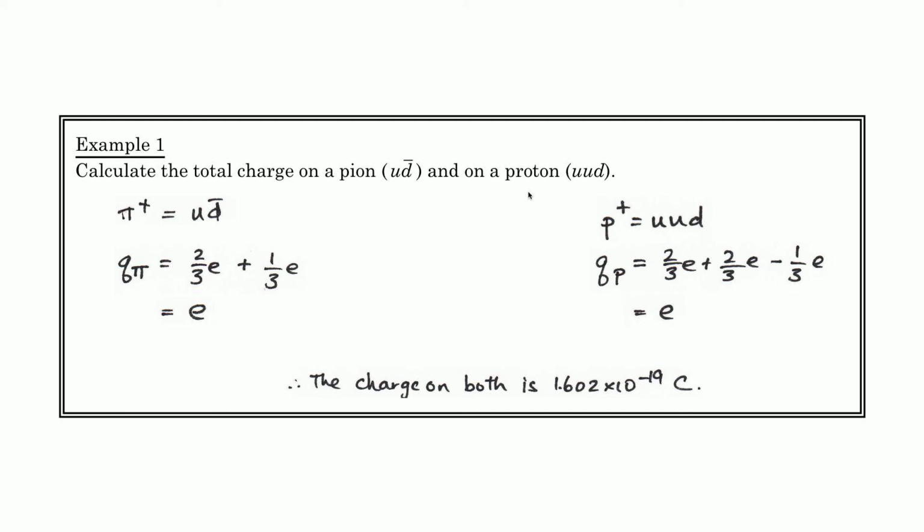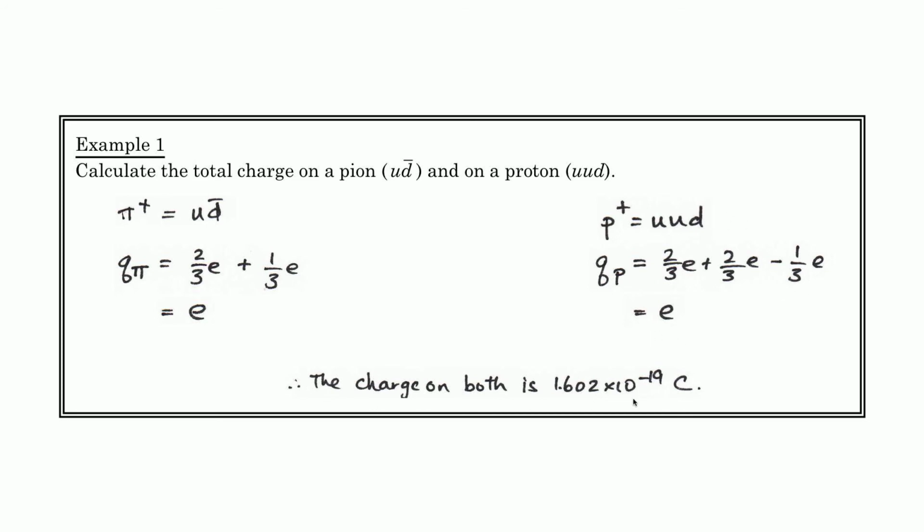A proton, which is two ups and a down, basically carries 2/3, because that's the charge on an up, plus 2/3, because that's the charge on an up, minus 1/3, because that's the charge on a down, which tends to be e.